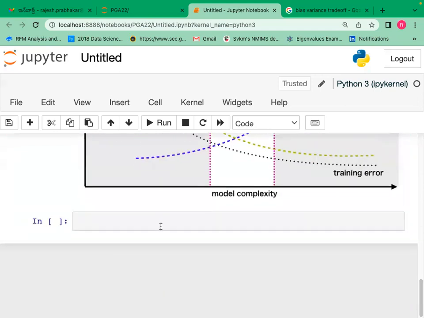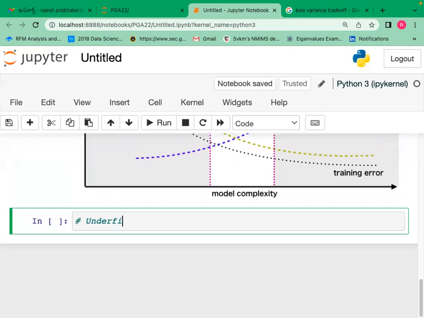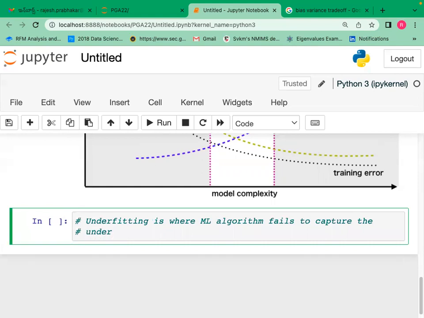Now, let us understand underfitting in detail. Underfitting is where the machine learning algorithm fails to capture the underlying trend or pattern in data. So underfitting is where the machine learning algorithm fails to learn the trends and patterns in the data. The changes or the patterns or the trends which are there in the data, it fails to learn.